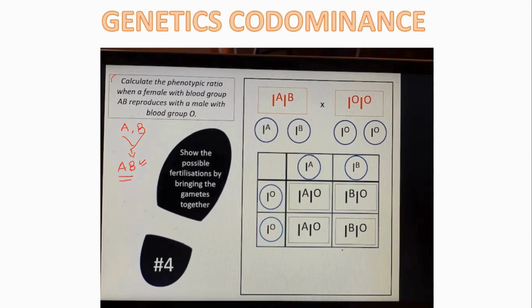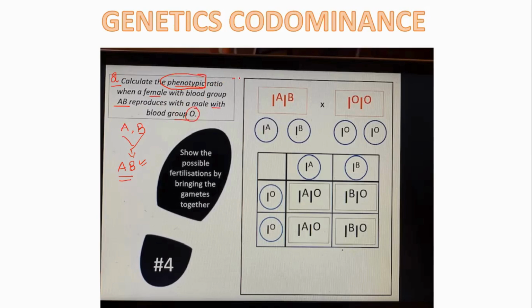So the question is, calculate the phenotypic ratio. Phenotypic means what appears, what can be seen. Calculate the phenotypic ratio when a female with blood group AB reproduces with a male of blood group O.